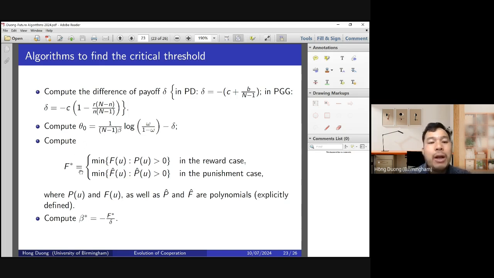Then we compute another quantity which we call f star, which is the minimum of a polynomial f under some constraint. So it also depends on whether you reward or punish. Where f, p, and f hat and p hat are polynomials with explicit formulas. And then beta star is simply minus f star divided by delta. So we have an algorithm to compute beta star.